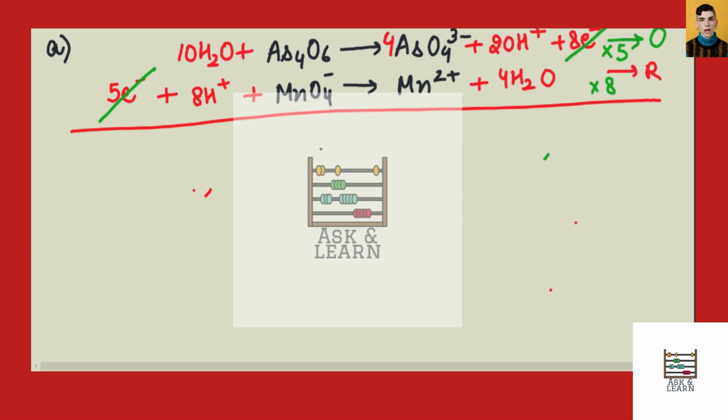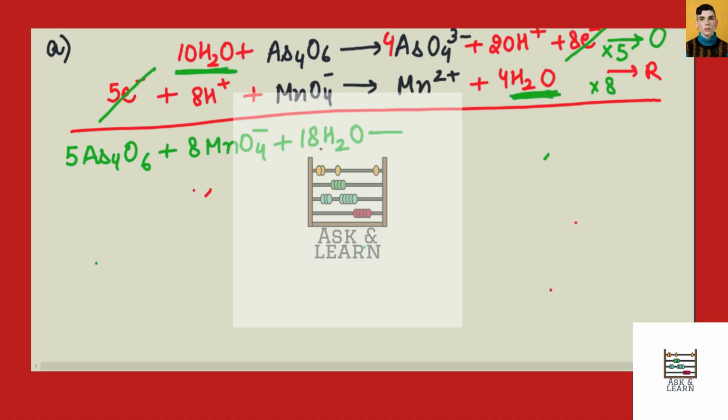So what are we going to be left with? 5 As4O6 plus 8 MnO4 negative. And if you look at the water molecules, we have 40 water molecules here. No, sorry, 32 water molecules here, and we have 5 into 10, 50 water molecules here. So 50 minus 32 is 18. So 18 water molecules here.